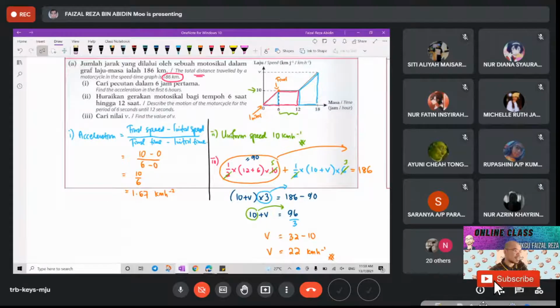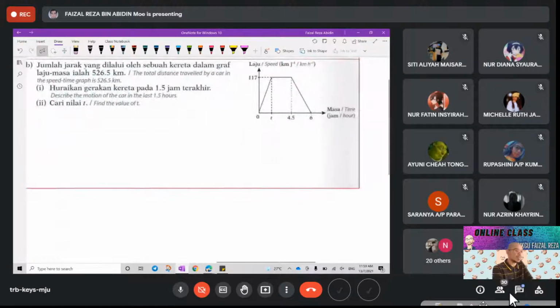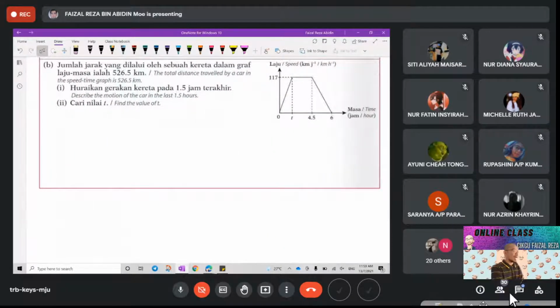Okay, next. We move to B here. The total distance, this one also given, the total distance travelled by a car in the speed-time graph is 6.5 kilometer. Okay, describe the motion of the car in the last 1.5 hours. Okay, the last 1.5 hours is going to be where? Between 4.5 and 6, isn't it? So it's going to be deceleration.